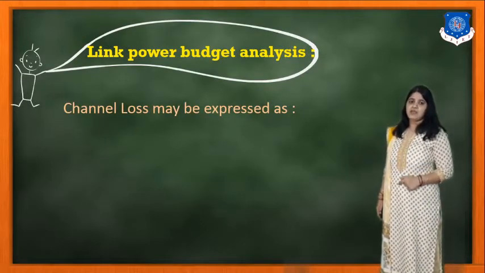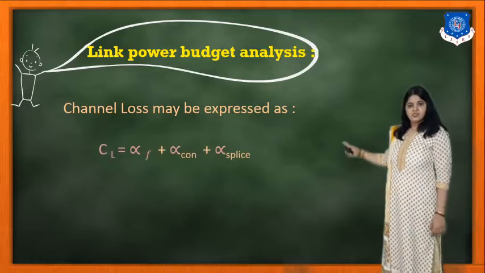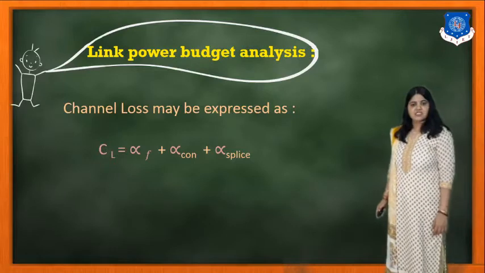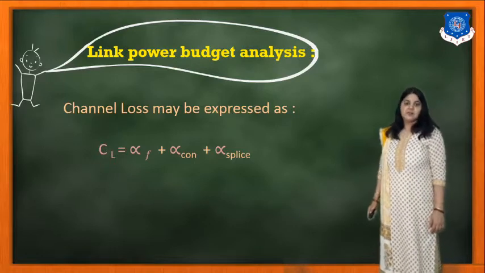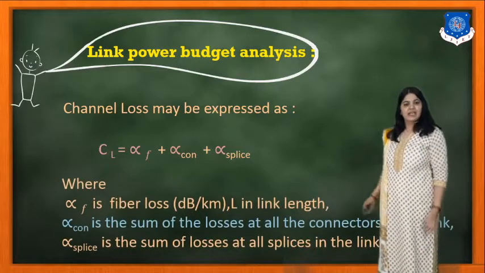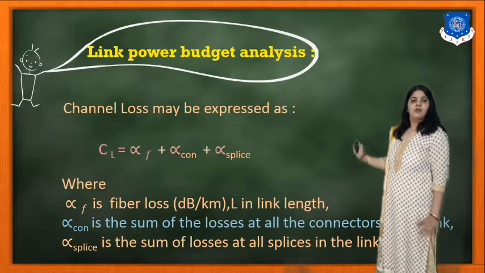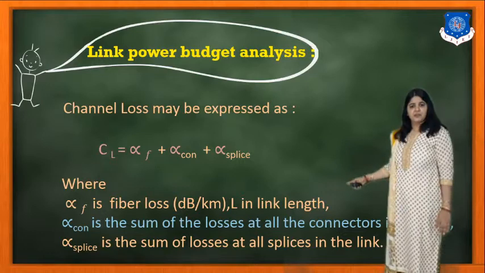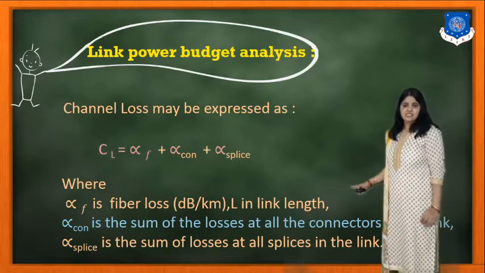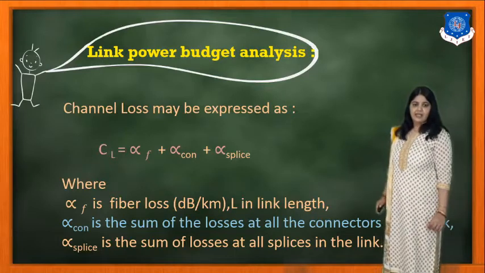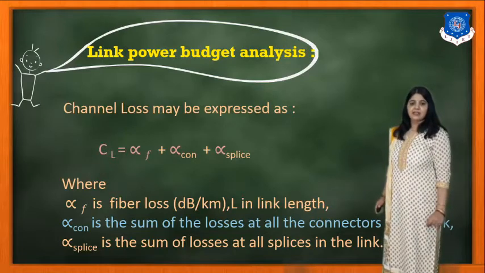Channel loss, that can be expressed as CL is equal to alpha F L plus alpha CON, that is the connector, plus alpha splice, that is due to all the splices loss. Alpha F, that is the fiber loss, which is expressed in form of dB per kilometer, and L is the link length.